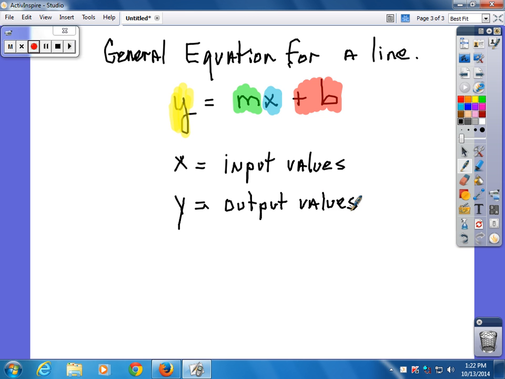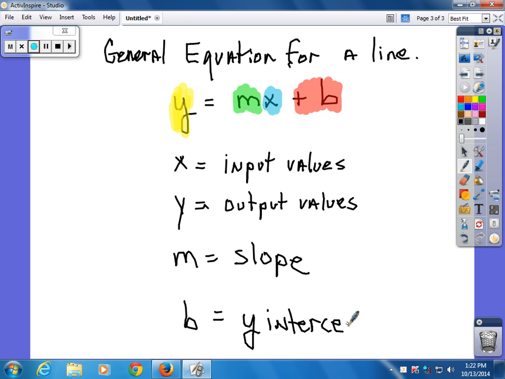And we'll see this later. You'll see what I'm talking about later. The only reason I'm showing you this is for these two guys right here. M is what we call slope, and B is called the y-intercept. Okay?